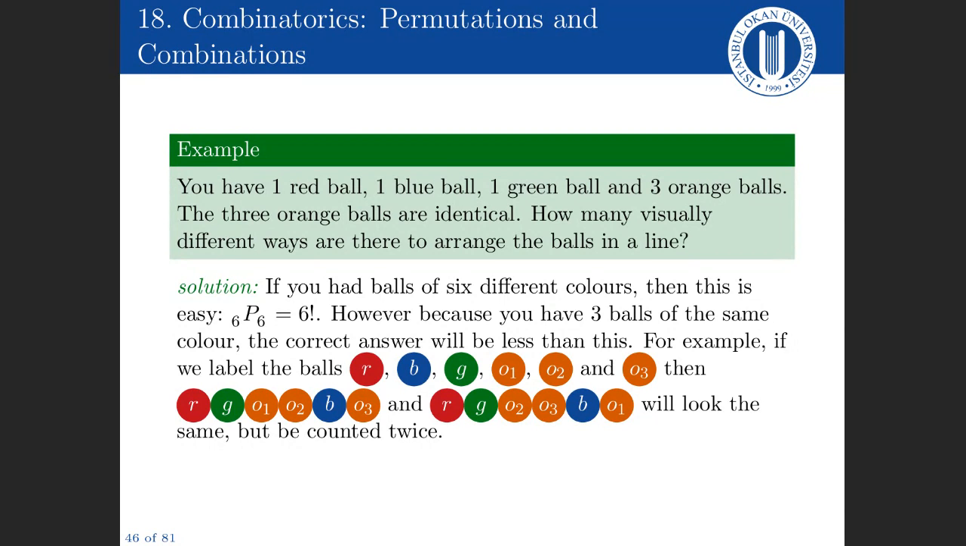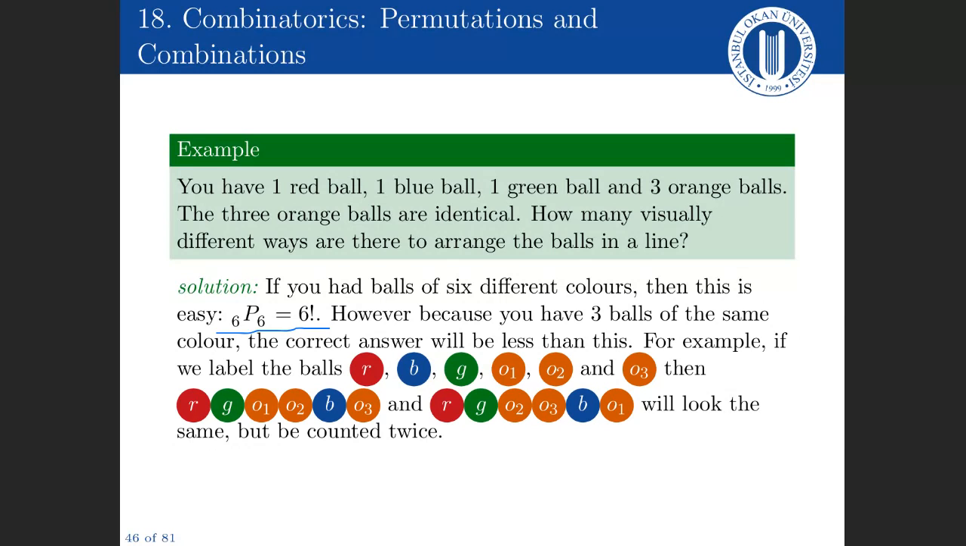If we had 6 balls which are all different colors, then this is going to be easy. The way to arrange 6 different balls would just be 6 Permute 6. But because we have 3 orange balls, the answer to our question is going to be less than this.